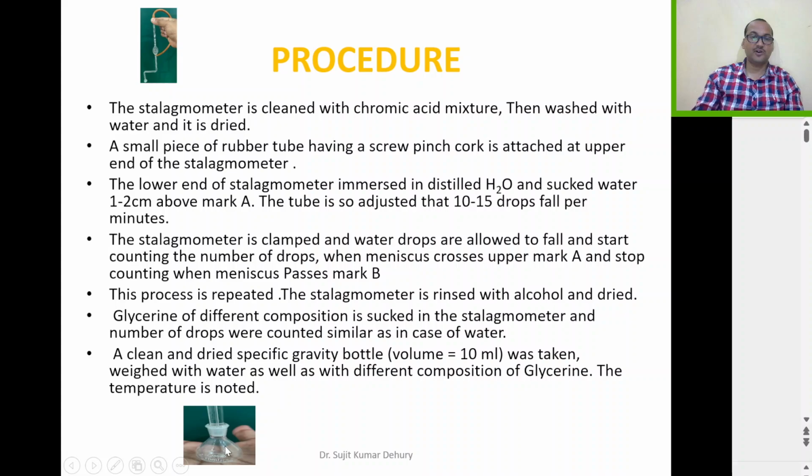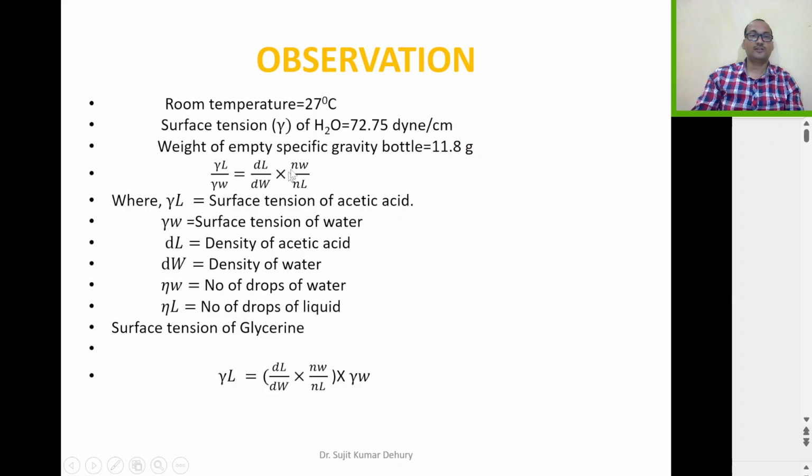And this is the specific gravity bottle, so you need to take the weight of water as well as the different compositions of glycerin, so that you can find out the density of each composition of liquid. So this is the formula for how the surface tension is related to the density of both the liquids and the number of drops of both the liquids. Once we know the density of water and the number of drops of water, we can find out the surface tension by using this formula.